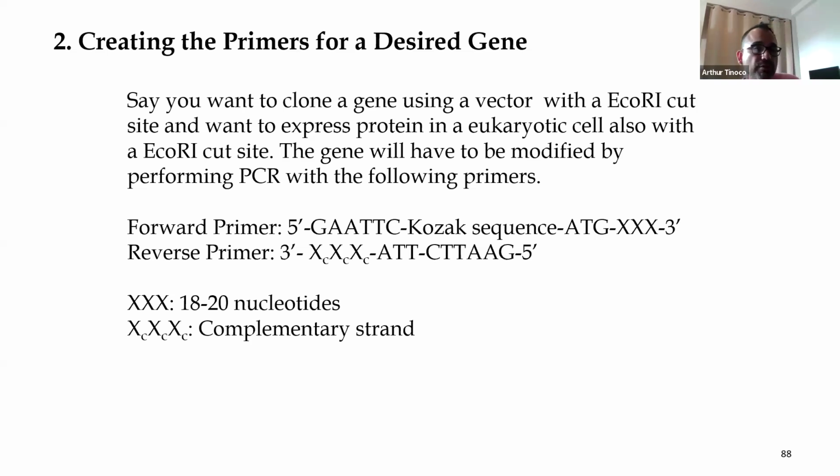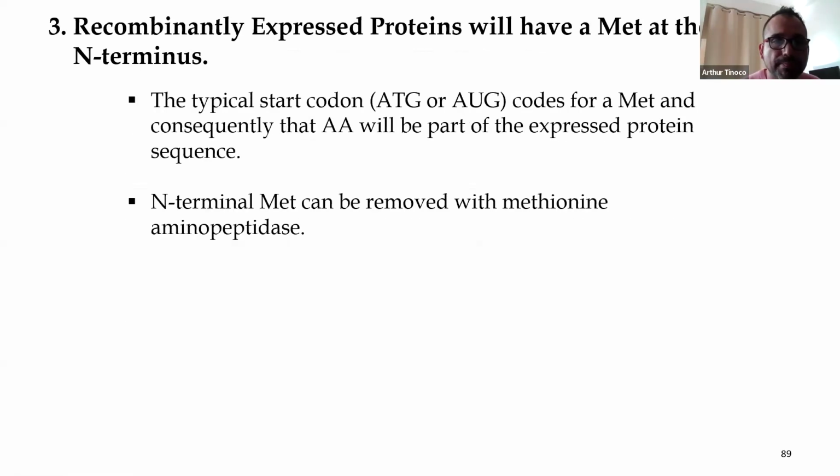And then we also need the reverse primer that essentially is going to look somewhat of this nature. Those areas that are marked XXX consist of the nucleotides that are part of this primer. It could be 18 to 20 nucleotides. For the reverse primer, basically it's a complementary strand. So we have XC because as it matches up, it will be complementary to that sequence.